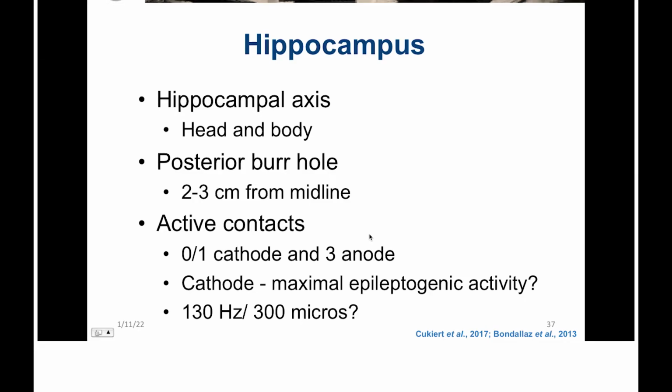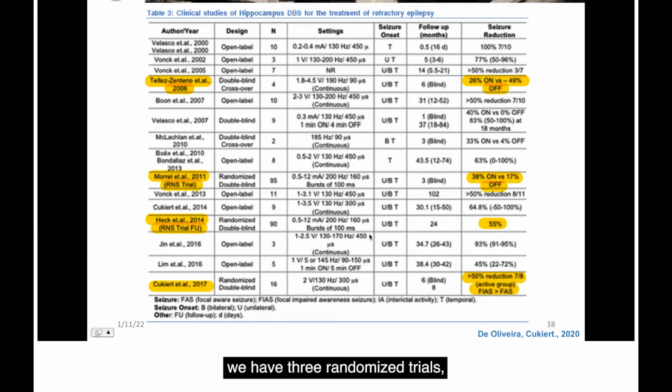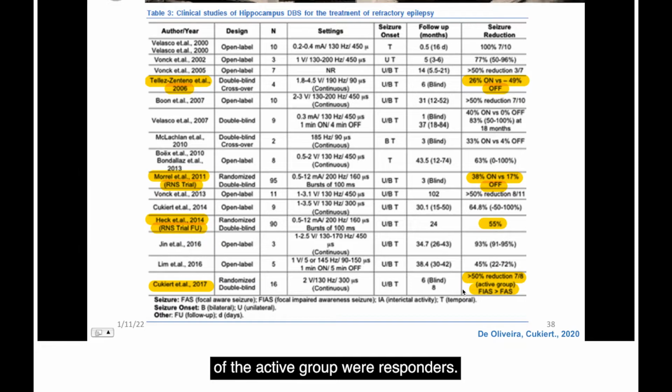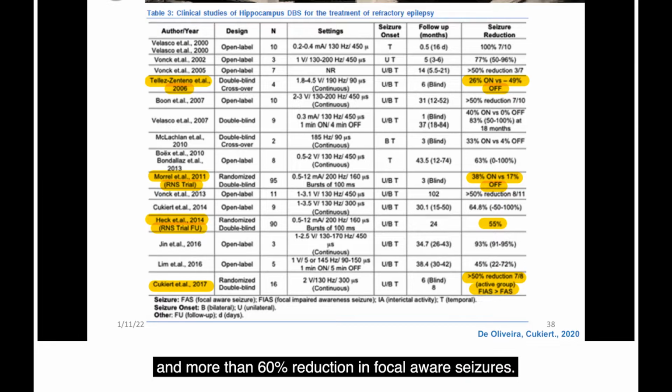When looking at the literature, we have three trials, actually two randomized trials and one follow-up. The first was the RNS with 95 patients that showed only a 38% reduction in the active group. Its follow-up study demonstrated a 55% improvement after 2 years of follow-up. And another randomized trial of 16 patients demonstrated that 7 in 8 patients of the active group were responders. In its follow-up study, there was a 90% reduction in focal seizures with impaired awareness and more than 60% reduction in focal aware seizures.